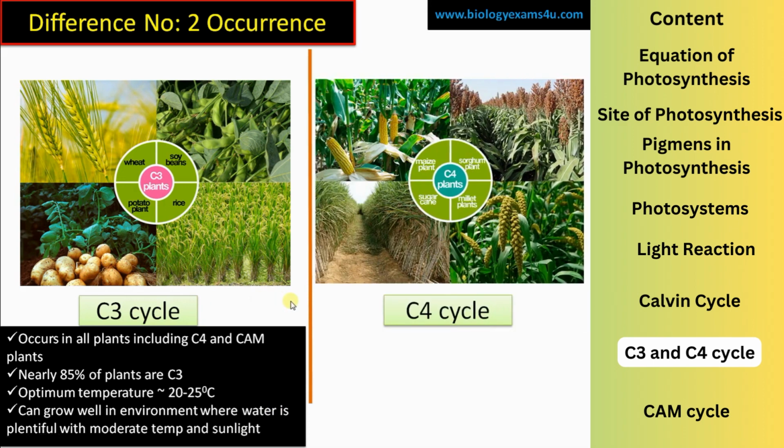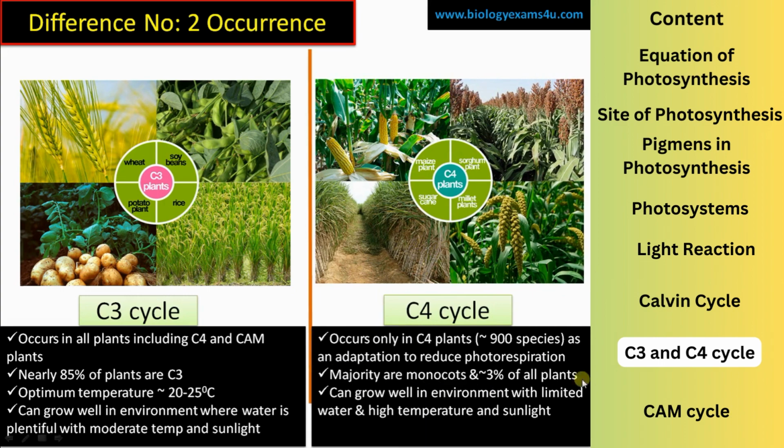Whereas the C4 cycle is actually an adaptation. Examples include maize, sorghum, sugarcane, millet plants, etc. And it occurs in approximately 900 species. It's an adaptation to reduce photorespiration. The majority are monocots, and these C4 plants can grow well in an environment with a limited supply of water, or dry habitats, and high temperature and high sunlight. During high temperature and high sunlight, if there is photorespiration, these plants cannot survive. That's why there is a cycle called the C4 cycle that will nullify the effect of photorespiration.